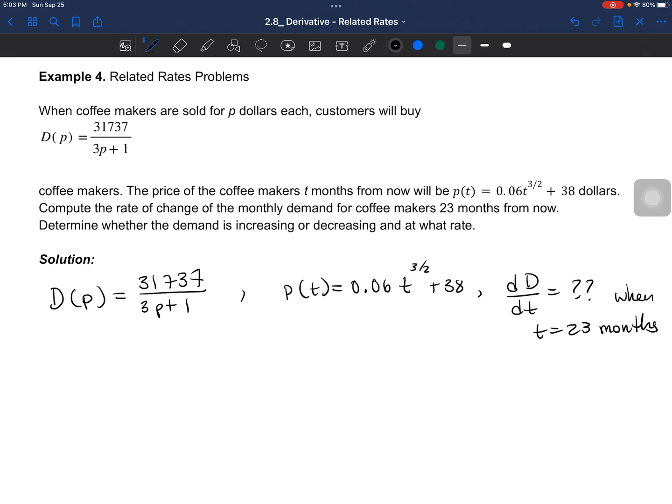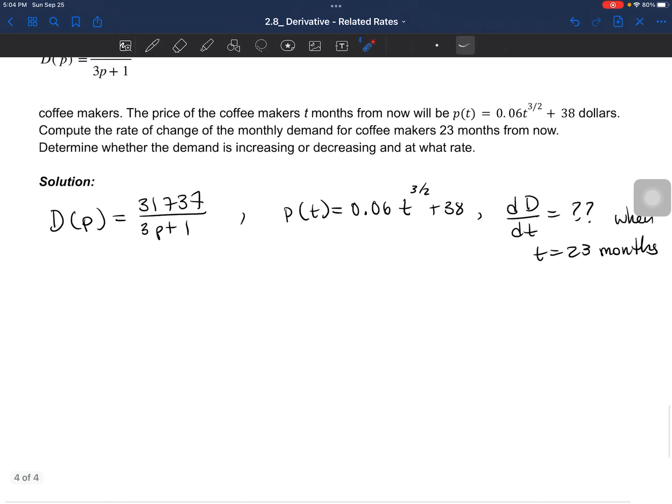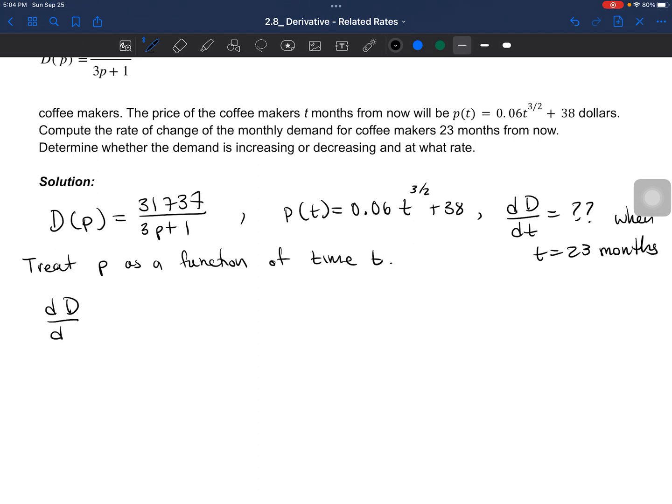Right. So determine whether demand is decreasing or increasing, and at what rate. So basically, it's clear here that we have to find dD over dt, right? So let's go ahead and do that. Since this is with respect to time, that means we're going to treat p as a function of time t. Okay, perfect.